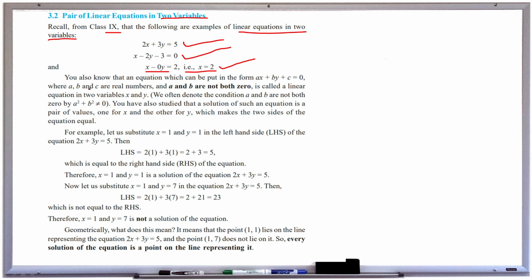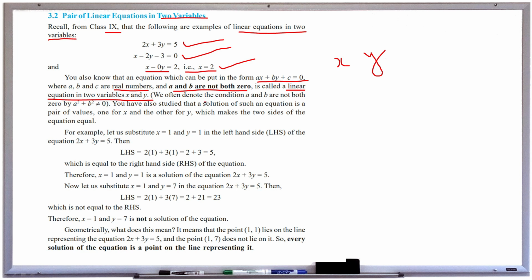You also know that an equation which can be put in the form ax plus by plus c is equal to 0, which is the standard form of a linear equation in two variables, where a, b and c are real numbers, and a and b are not both 0, is called a linear equation in two variables x and y, x one variable and y another variable. That is actually the condition, because if both were 0 then there won't be any equation. So this is the linear equation in two variables.